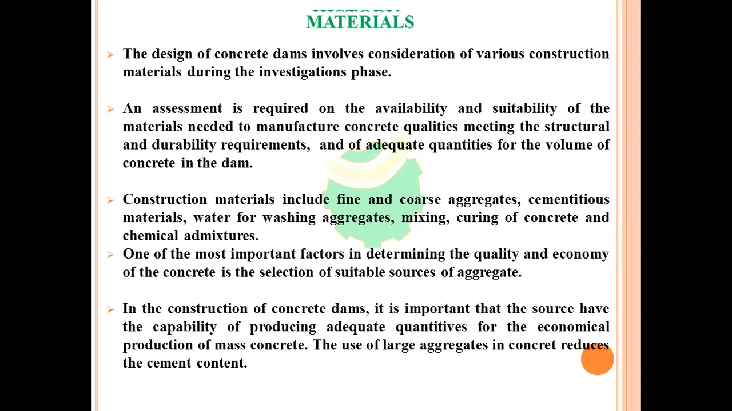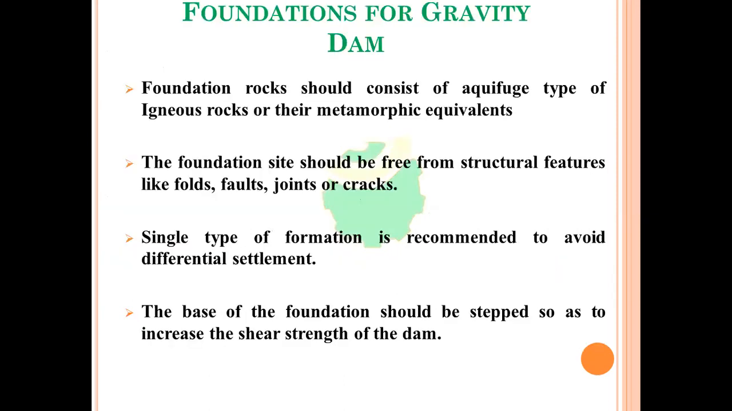In the construction of concrete dams, it is important that the source have the capability of producing adequate quantities for the economical production of mass concrete. The use of large aggregates in concrete reduces the cement content. So large aggregates with the concrete reduce the cement content. So we must take care of stability, durability, and cost of the materials. Next, coming to foundations of gravity dam.